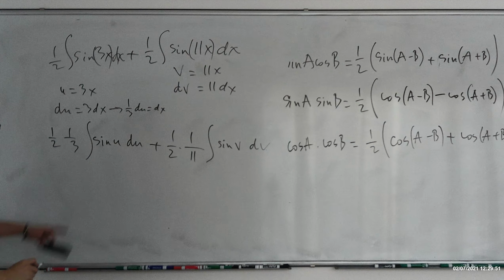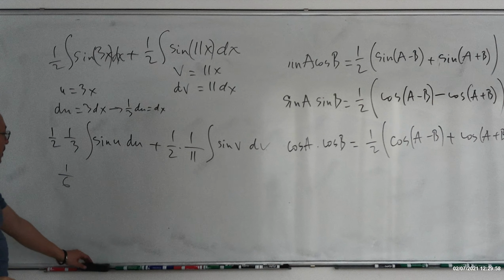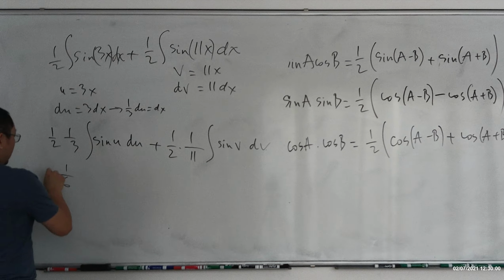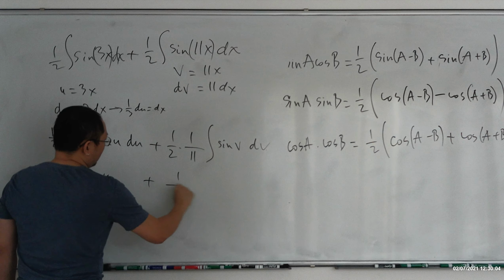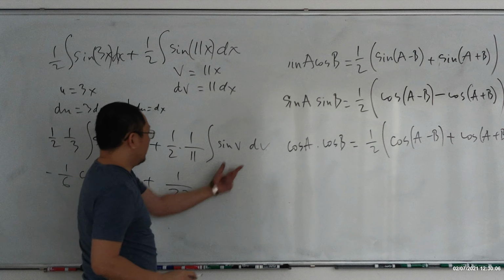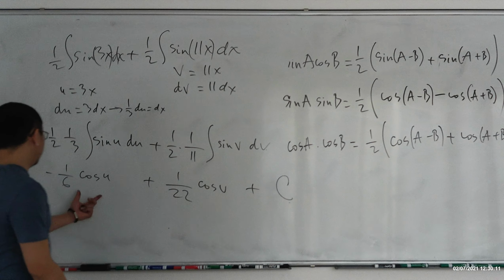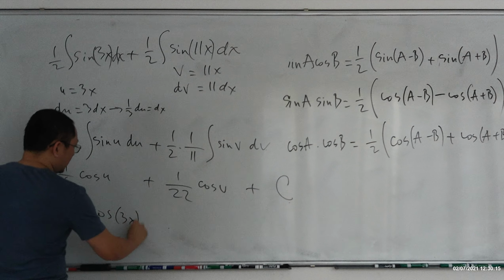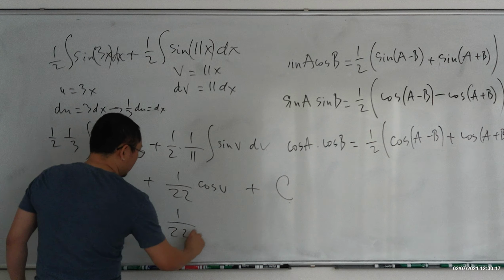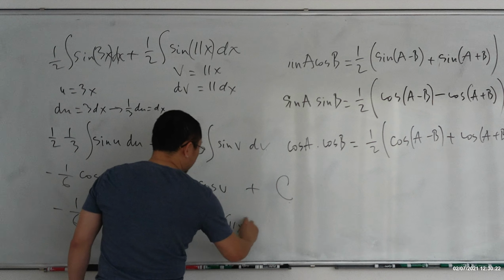All right. So this one right here is 1 over 6. The antiderivative of sine u is negative cosine u. And this is 1 over 22 times negative cosine v. And don't forget the plus c at the end. This is negative 1 over 6 cosine of 3x minus 1 over 22 cosine of 11x, plus c.